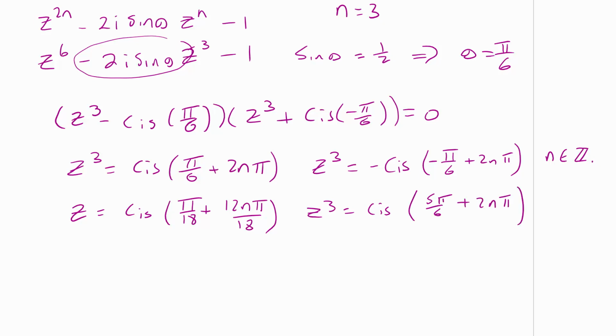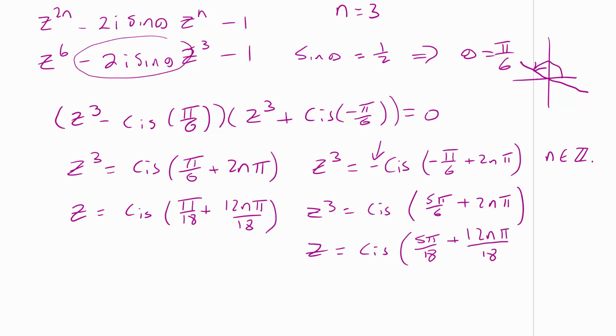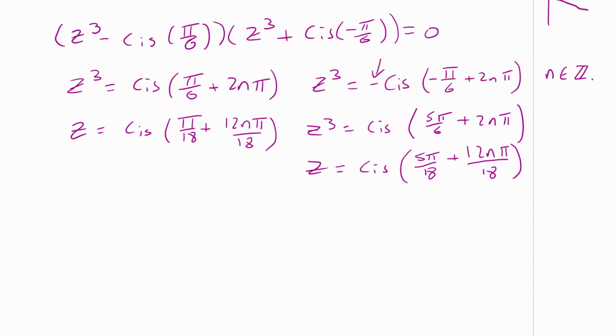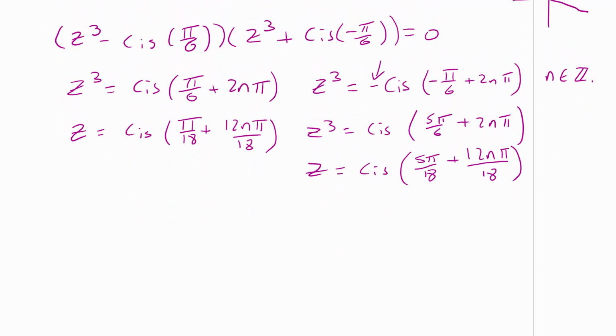Just to explain that, the angle was negative pi by 6, which is down here, and then we were doing the negative of that, which would be up over here, giving us this argument as 5 pi by 6. And so I can produce from there that z is cis 5 pi by 18 plus 12n pi by 18. And now it's just a case of using various values of n.